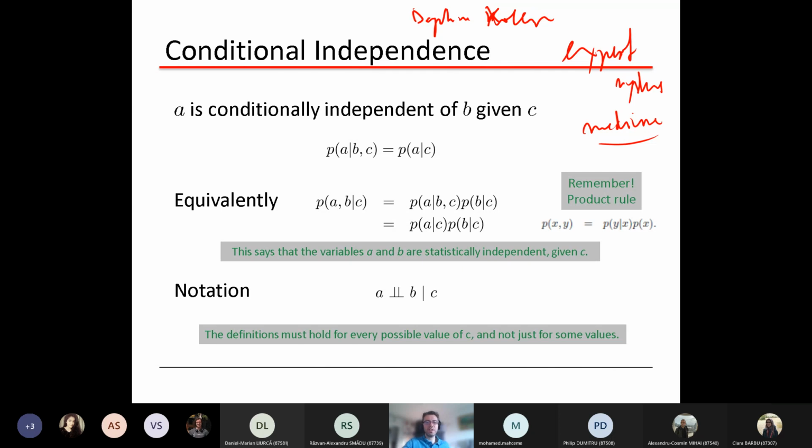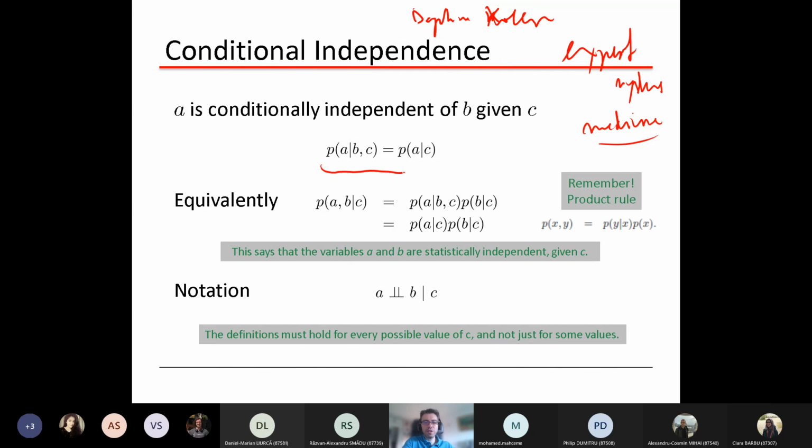So conditional independence says, we know that if two random variables are independent, it means that P of A and B is P of A multiplied with P of B. Conditional independence says that A could be conditionally independent of B given C. So A and B might not be independent, but given C, they become independent. And we express it like this.